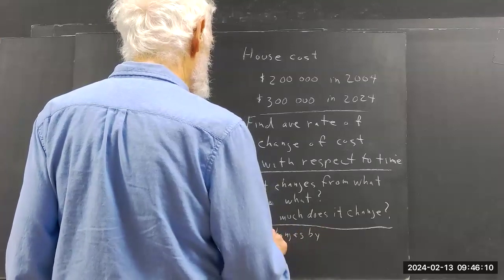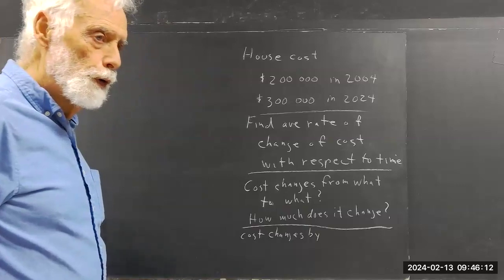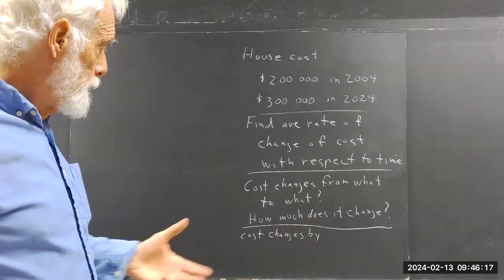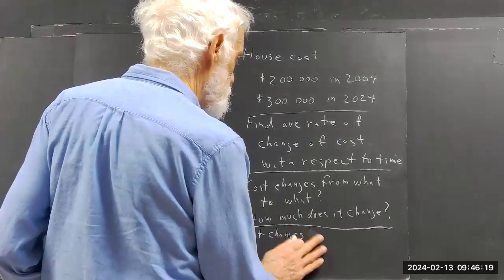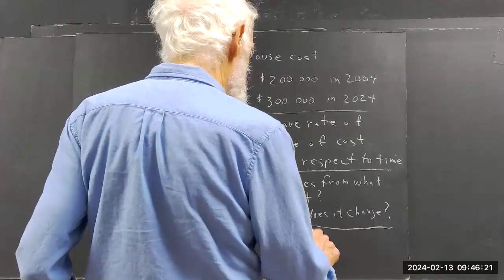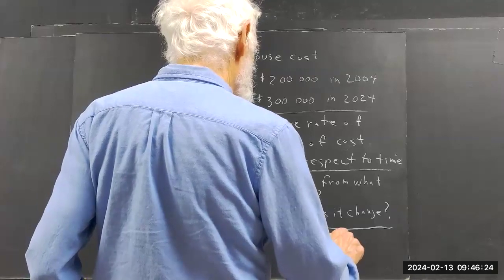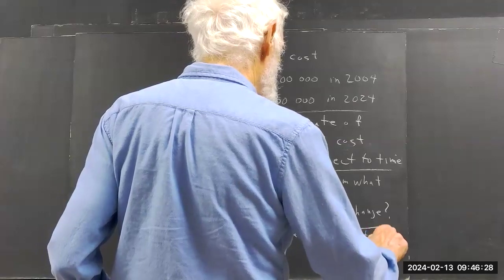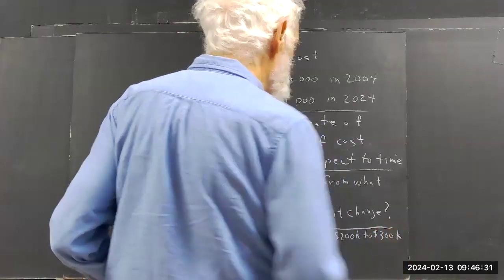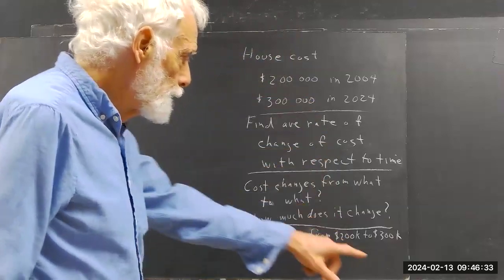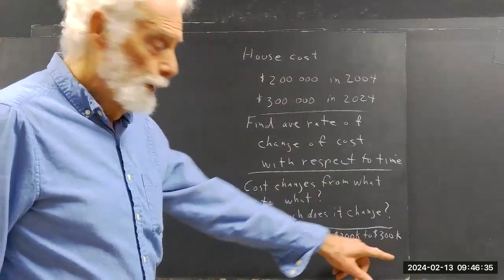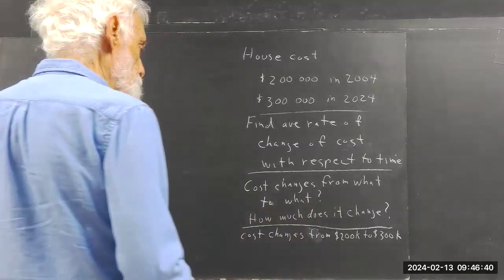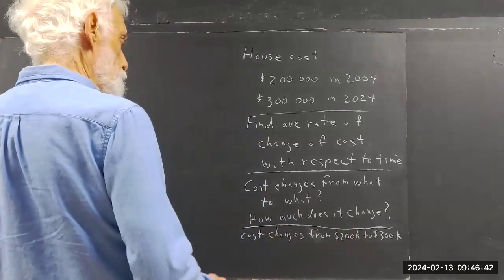Because if we don't write out the statement, we don't reinforce and focus on the fact that we're finding the change in cost. We just write down a couple of numbers. Now, 200K means 200,000, 300K means 300,000. I didn't have room to write out all the zeros, but we understand that.